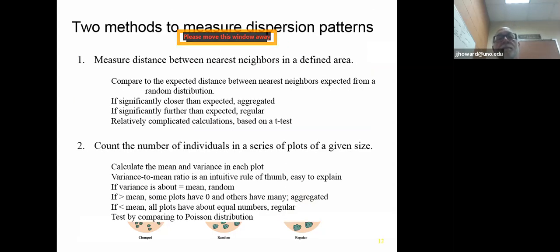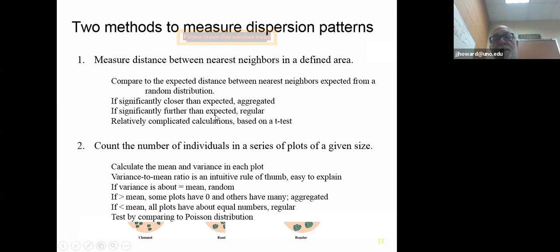Now, talking about measuring dispersion, two methods. First, you can measure the distance between nearest neighbors in a defined area. This is what the laboratories did. Okay, so what you do is you compare the expected distance between nearest neighbors, just based on the size of the area and the number of individuals in the area, to the actual distribution that you saw. If plants or animals are significantly closer than you expect to find them, they're aggregated.